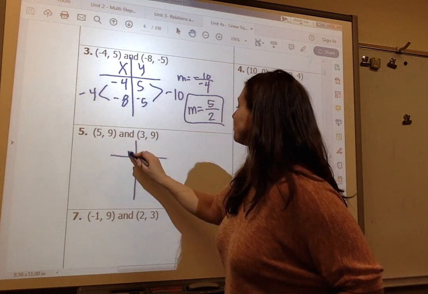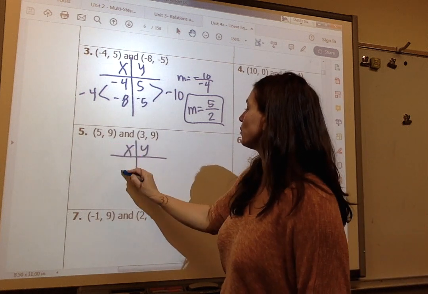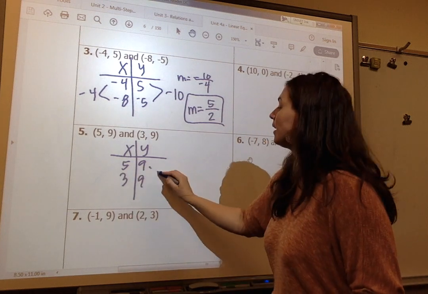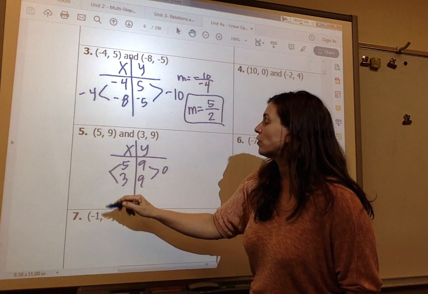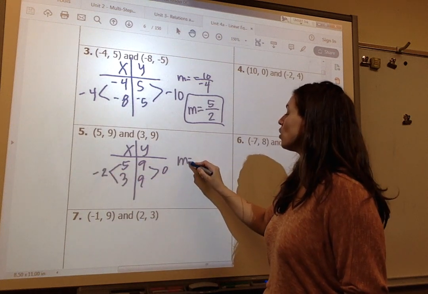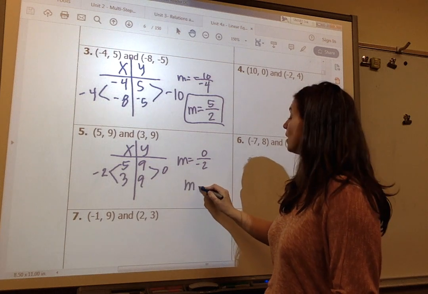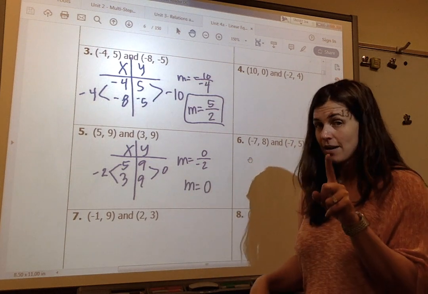Okay, number 5, x and y. My first point is 5, 9. My second point is 3, 9. How are they getting from 9 to 9? 0. 5 to 3 is -2. So my slope is 0 over -2. Well, 0 divided by -2 is 0, right?